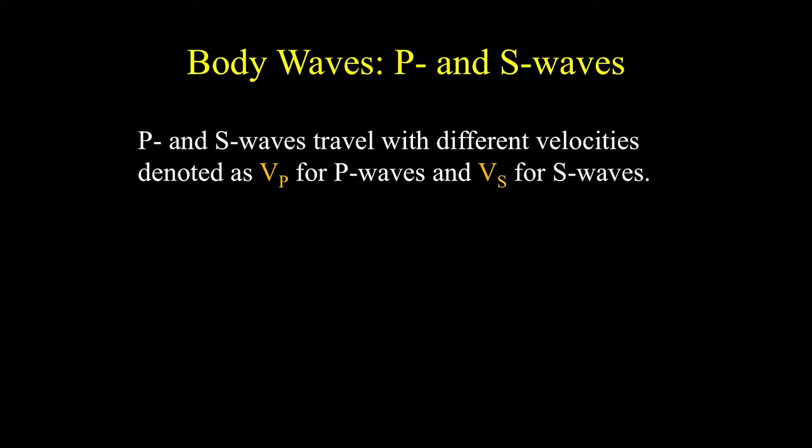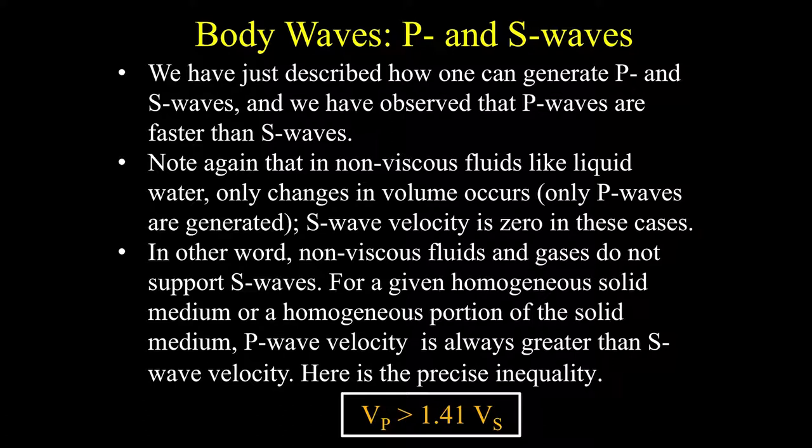We have just described how one can generate P and S waves. And we have observed that P waves are faster than S waves. Note again that in non-viscous fluids like liquid water, only changes in volume occur, or only P waves are generated. S wave velocity is zero in these cases. In other words, non-viscous fluids and gases do not support S waves.